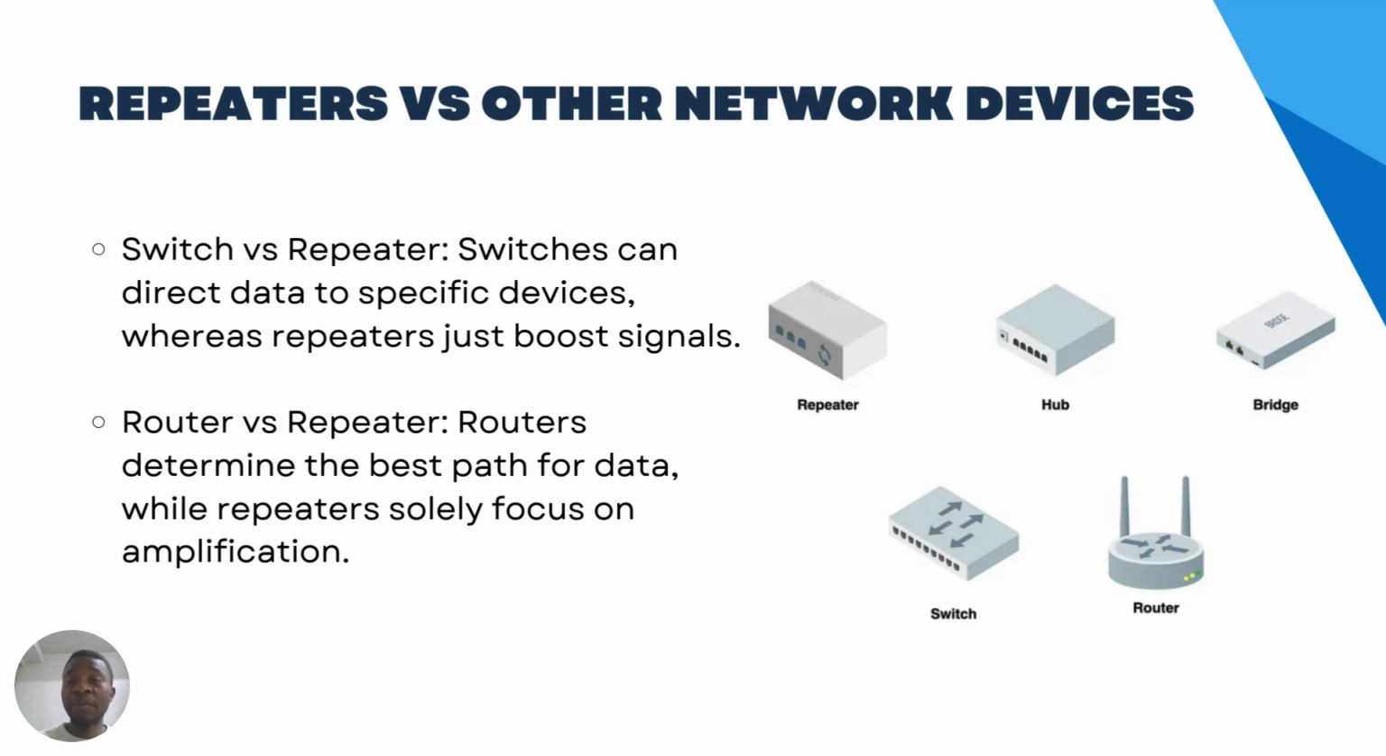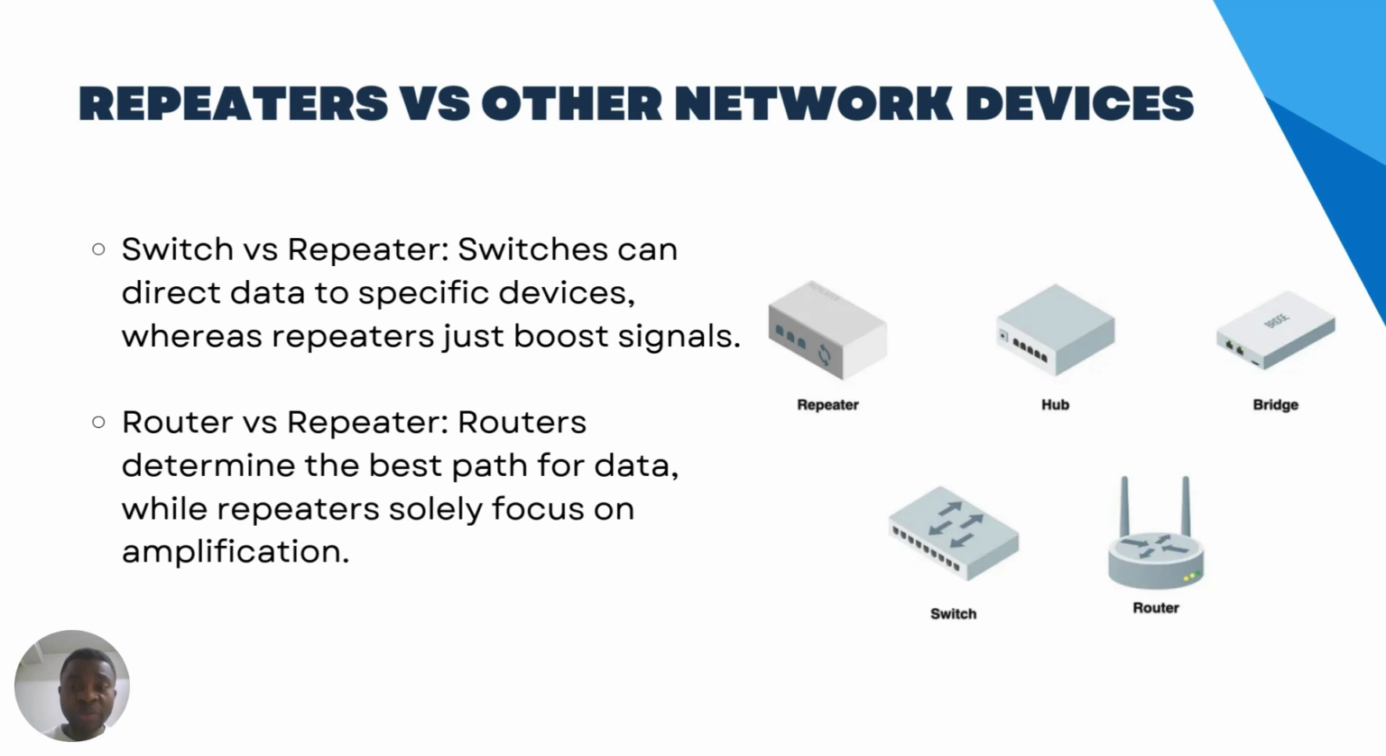And the repeater, on the other hand, does not care about where the data is going. Its only job is to amplify and regenerate the signals to ensure they can travel further without degrading. And the next is the router versus the repeater.